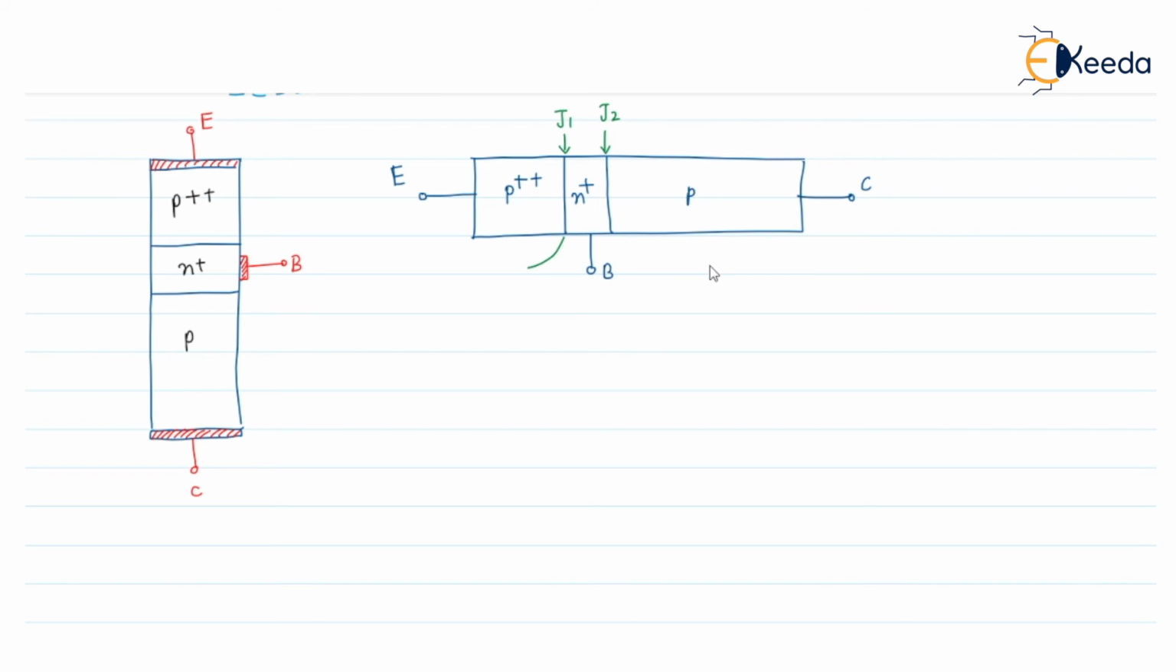That's why this junction, that is the J1 junction, is nearer to the emitter region. That's why the J1 junction is termed as the emitter junction. Similarly, the J2 junction is also termed as the collector junction. So these are the two PN junctions here. Now, these junctions are called the metallurgical junction. So we can say these two junctions are called as metallurgical junction.